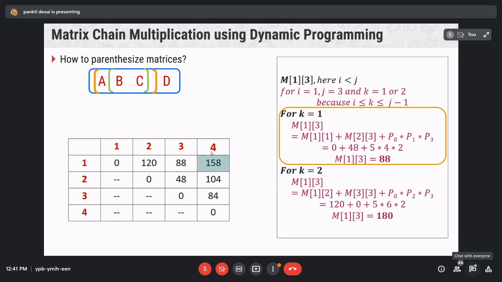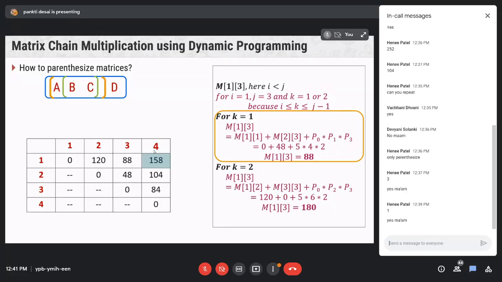Now, does anybody still have any difficulty? If anybody has any difficulty, ask me right now. I will explain this example of matrix chain multiplication again.